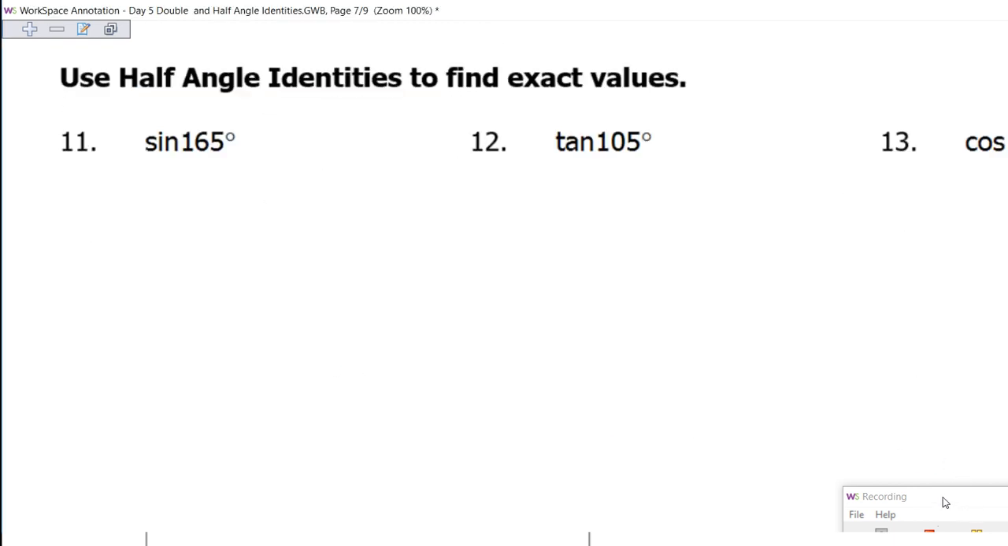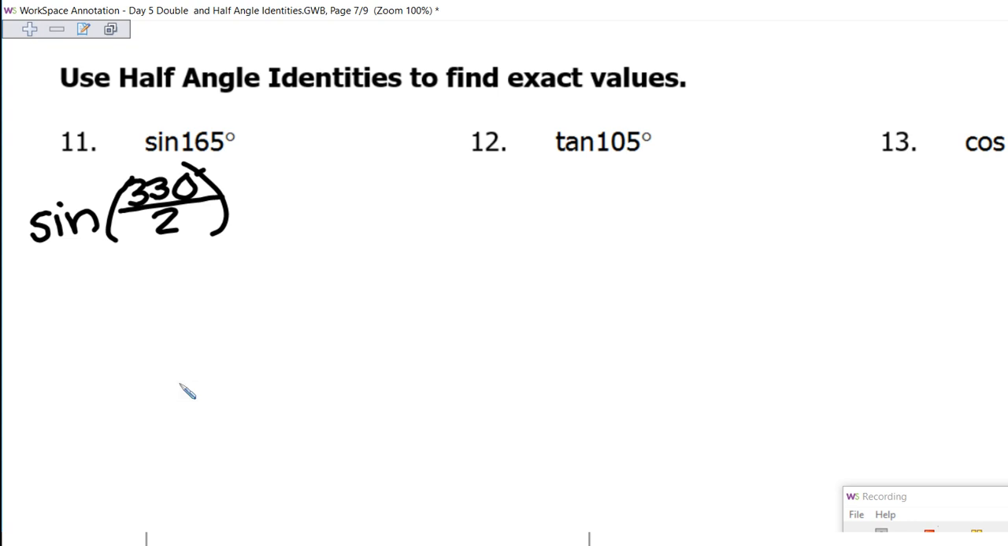Okay, moving on to the next section. It says use a half angle identity to find each exact value. So for number 11, the angle we're given is 165 degrees. Well, it's already been cut in half. So we have to figure out what angle was cut in half to give us 165 degrees. We'll just multiply 165 by 2. What do you get? 330. So this would be the sine of 330 degrees over 2.